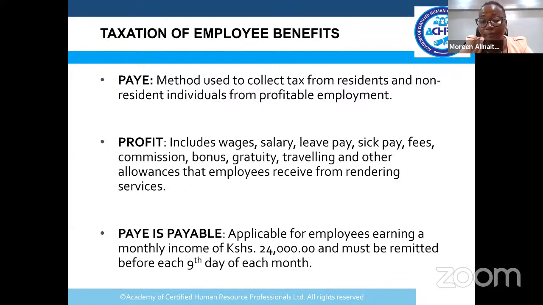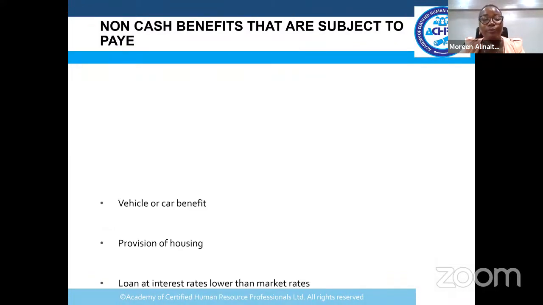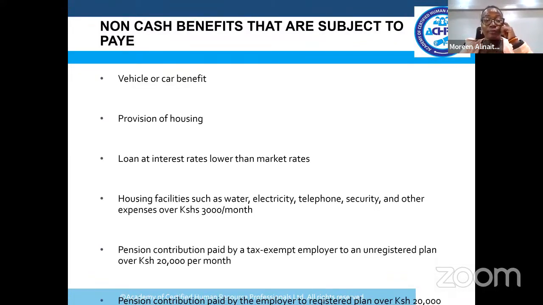So if you earn an income of more than 24,000, you must remit PAYE before the ninth day of the month. For example, if you pay your workers on 30th or 31st of January, by 9th of February, you must remit their PAYE. If you don't remit their PAYE, KRA will come for you. They will come for you.